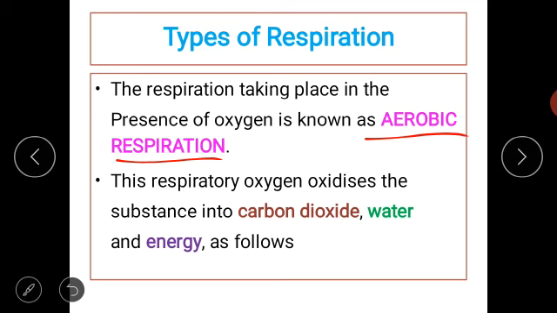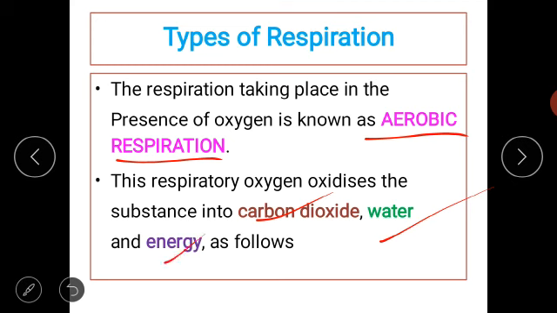Aerobic respiration, the name is given to it because there is a presence of oxygen in the air, and in the presence of oxygen only an organism can respire and can survive. This respiratory oxygen oxidizes the substances into carbon dioxide, water, and energy.